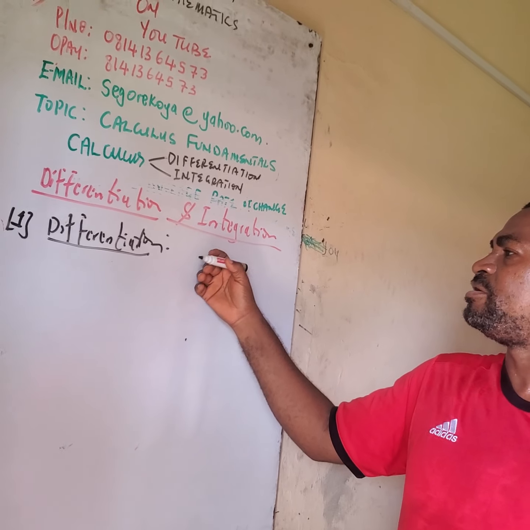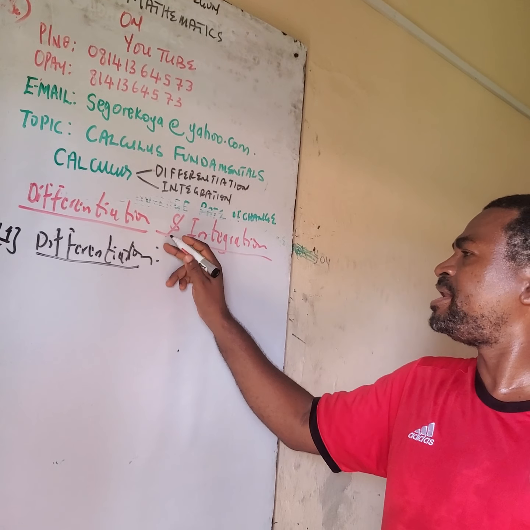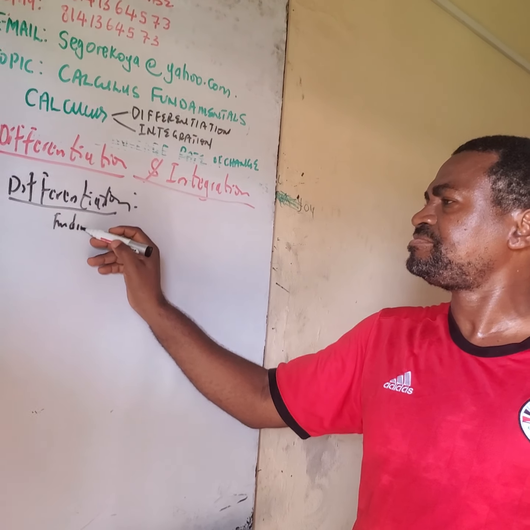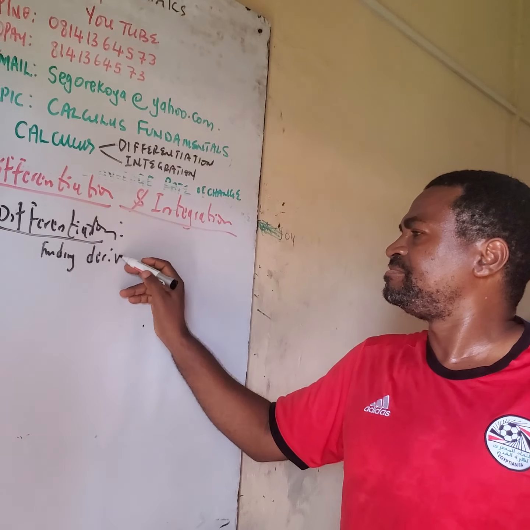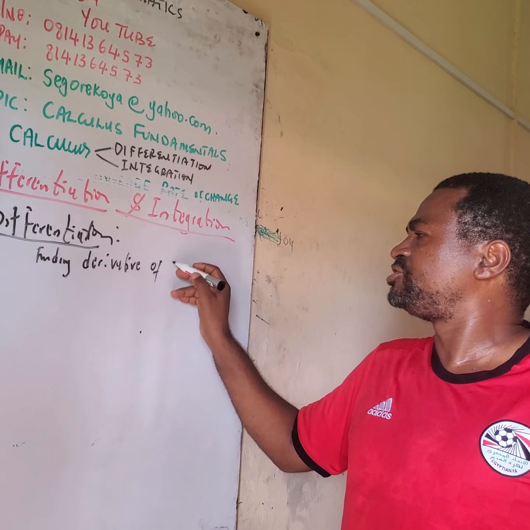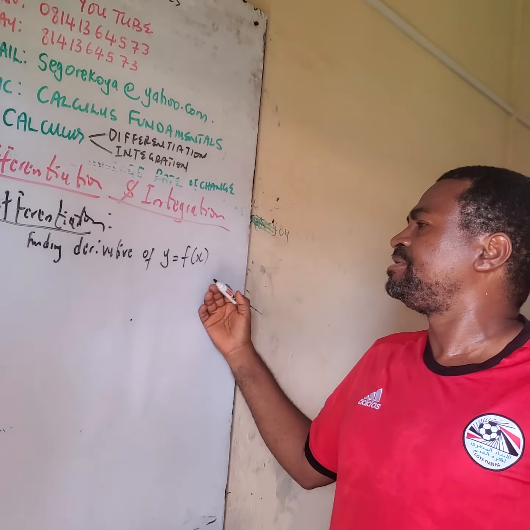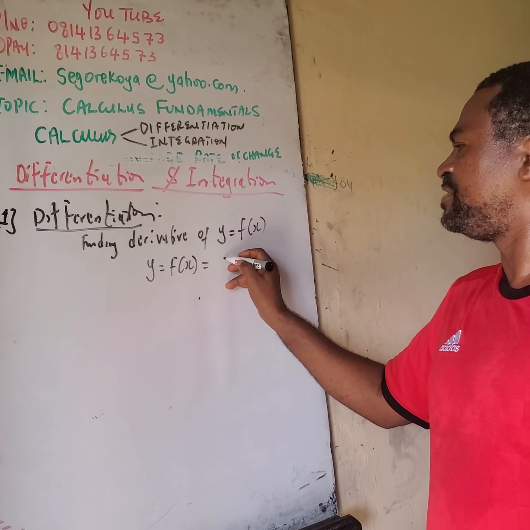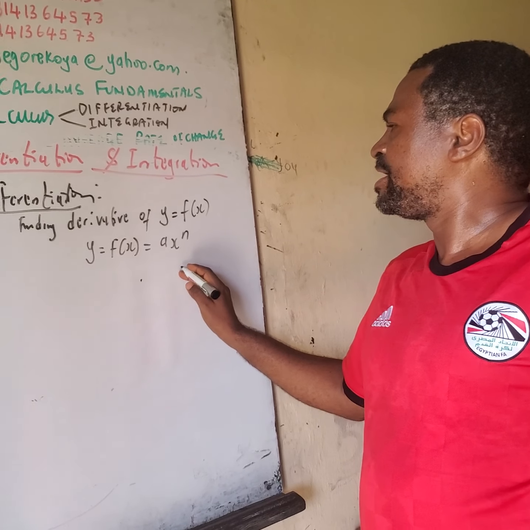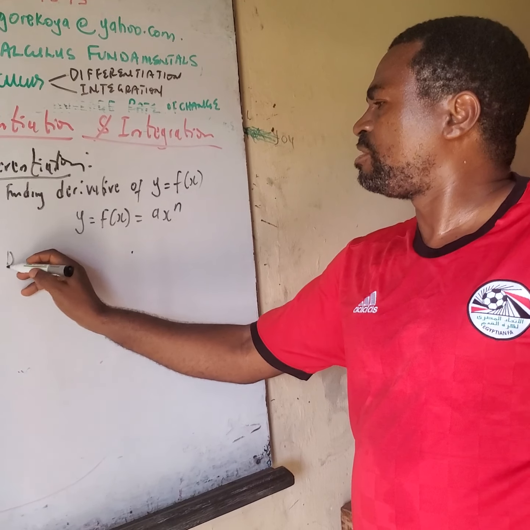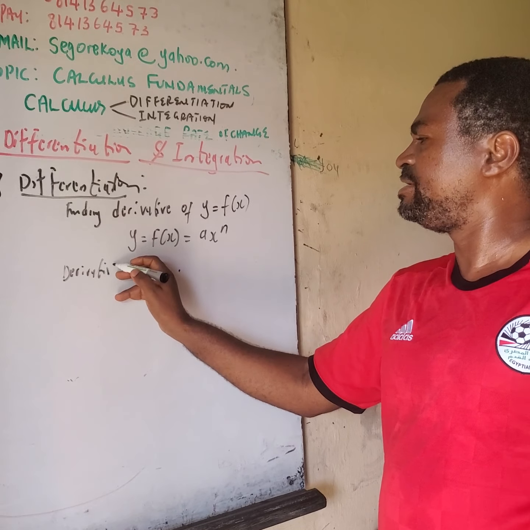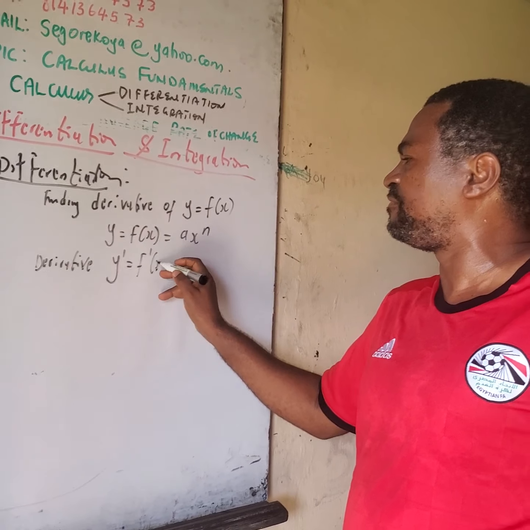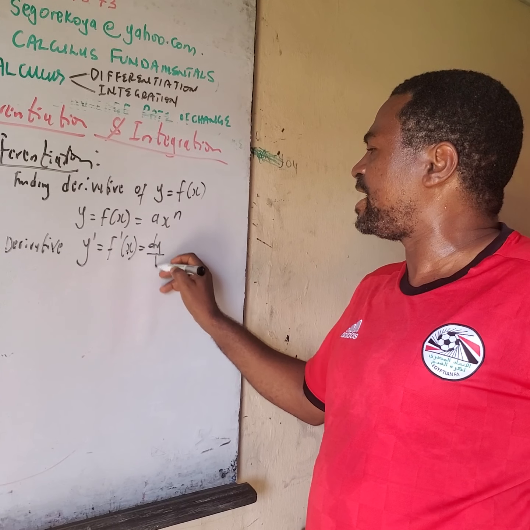Now, differentiation we normally call a process of finding the derivative of function y is equal to f of x. So how do we find the derivative? Let's say function y is equal to f of x is given as a x raised to power n. Then the derivative of this function, we normally denote it with y prime, which is the same thing as f prime of x, and it is called dy dx.